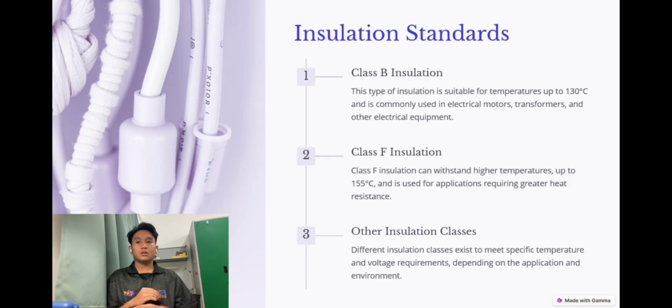Class F insulation can withstand higher temperature up to 155 Celsius and is used for application requiring greater heat resistance. And the last one is other insulation classes. Different insulation classes exist to meet specific temperature and voltage requirement depending on the application and environment.